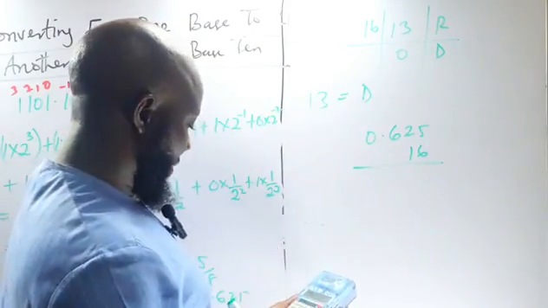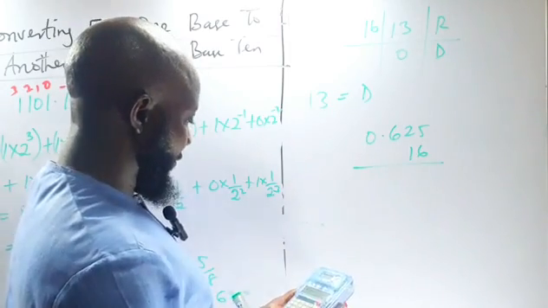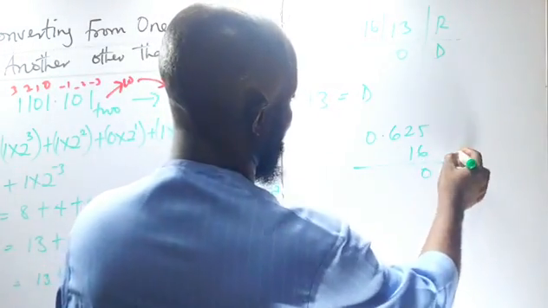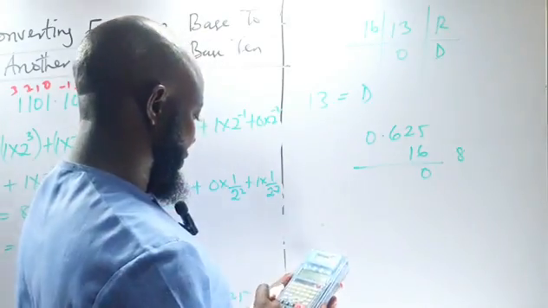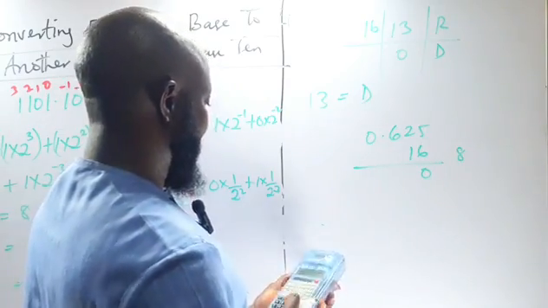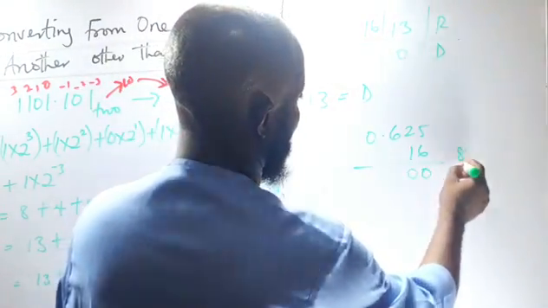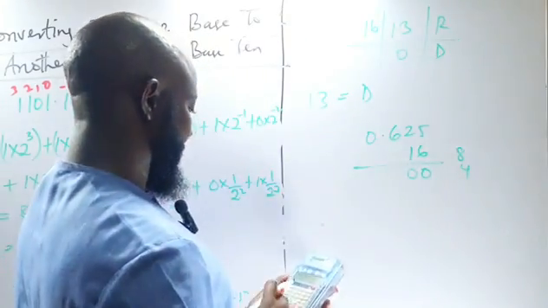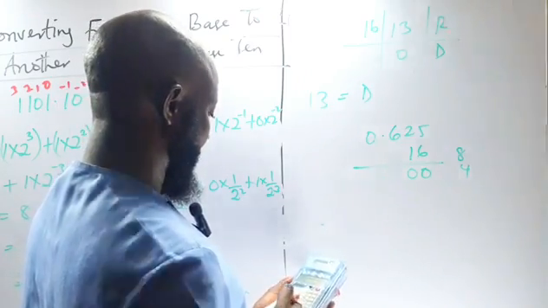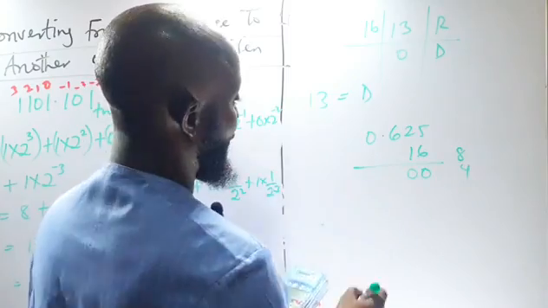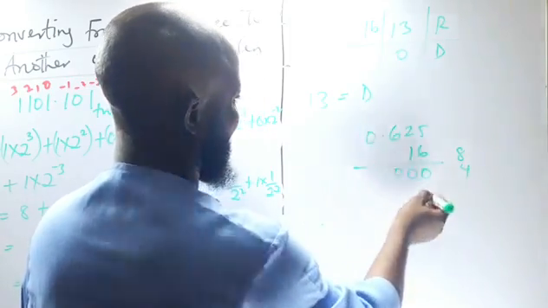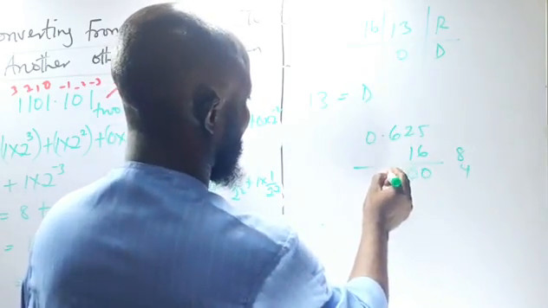Let's pick one by one. 16 times 5 gives 80. We write 0, carry 8. 16 times 2 is 32 plus 8. That gives 40. We write 0, carry 4. 16 times 6 plus 4 gives us 100. We write 0 and carry 10. Carry 10 to this part. And 10 is what? A.